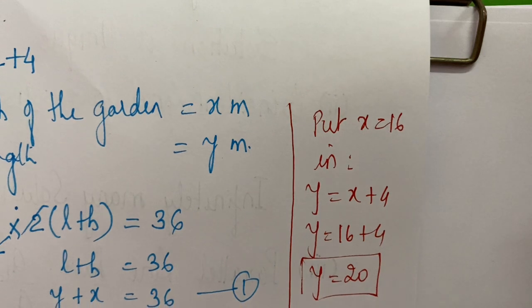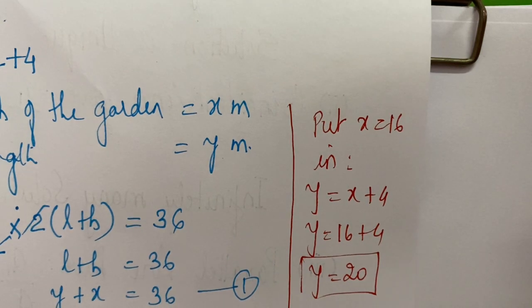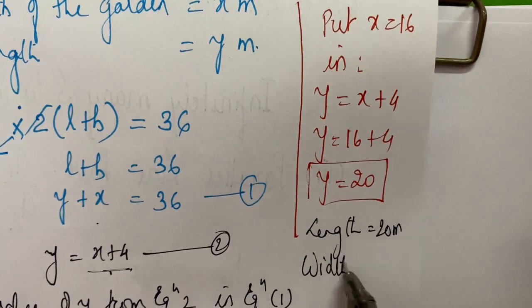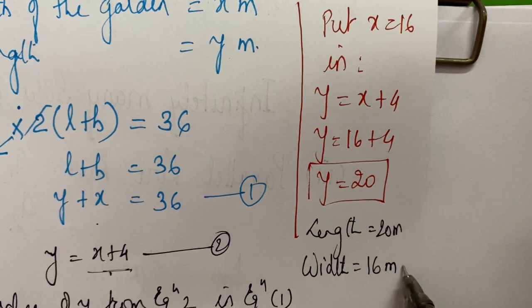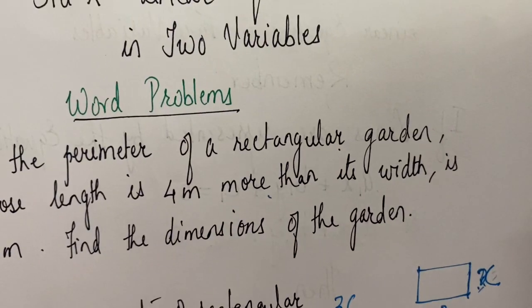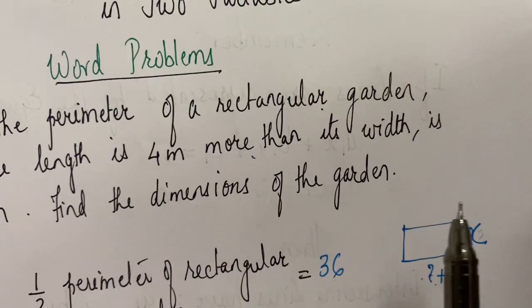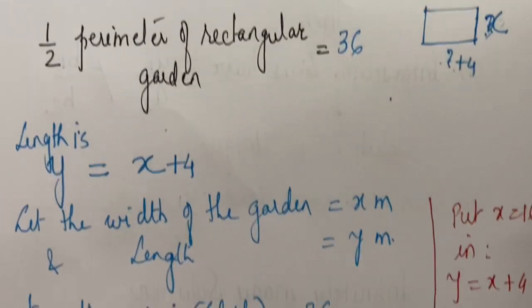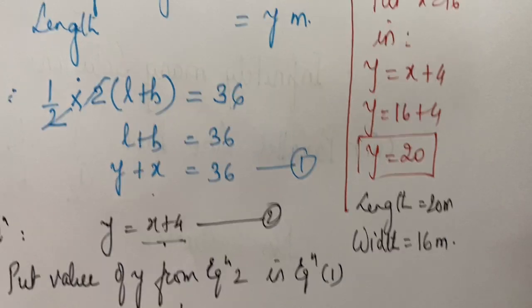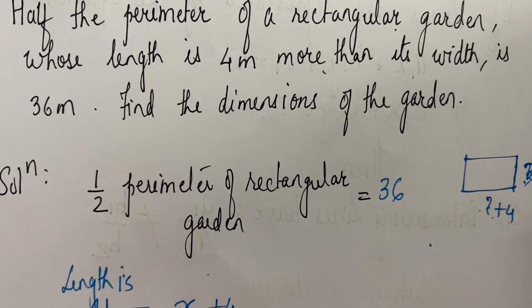The length is equal to 20 meter and width is equal to 16 meter. He is asking you to find the dimensions of the garden. Dimension means the length and the breadth, or the length and the width. So length is 20 meter and width is 16 meter. I hope you got the sum.